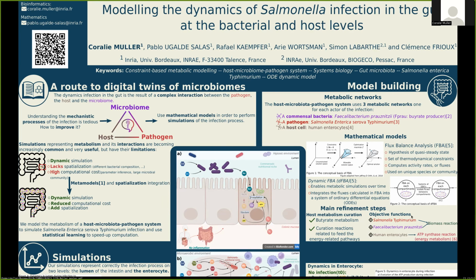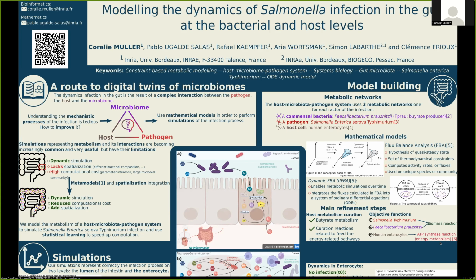Secondly, defining the objective function of the simulation. For the metabolic networks of Salmonella and FPRO, we keep the biomass maximization as an objective function. In the case of the human enterocyte, we observed that the butyrate concentration has no impact on the biomass production, but has an effect on the energy metabolism through ATP production. Therefore, we set as the objective function in the human cells the production of energy through the ATP synthase of the mitochondria.